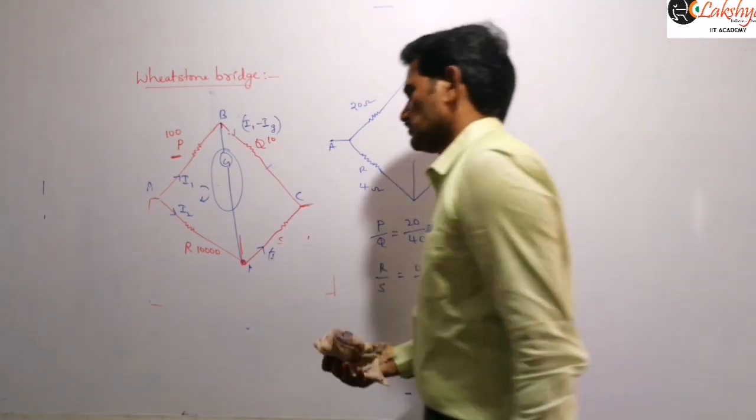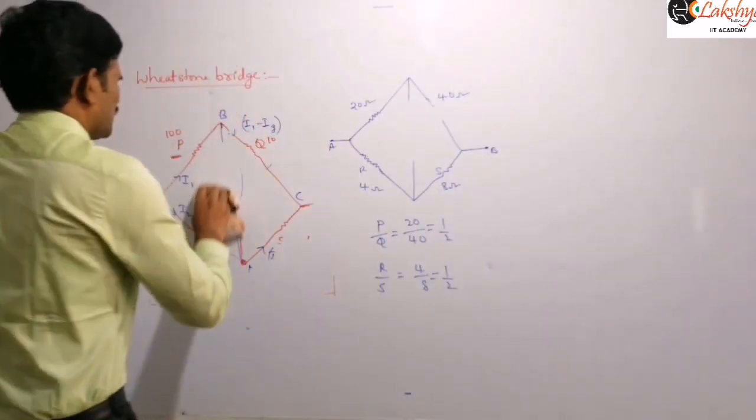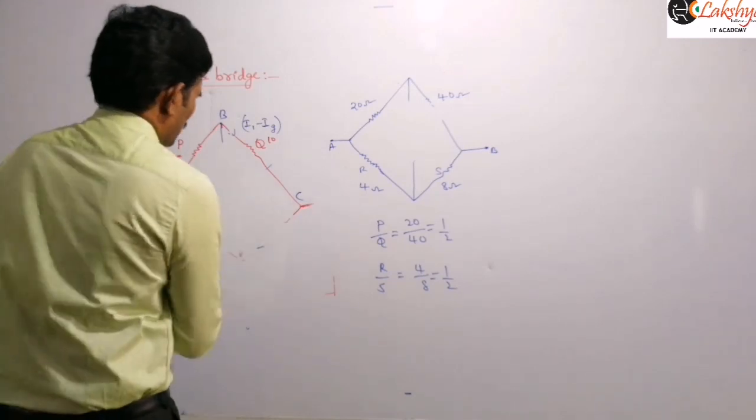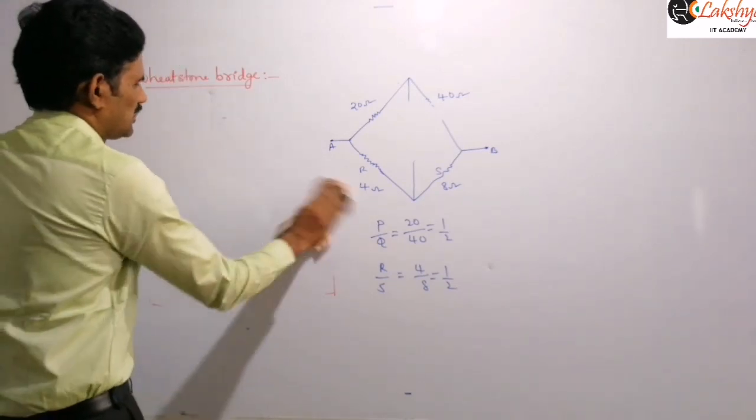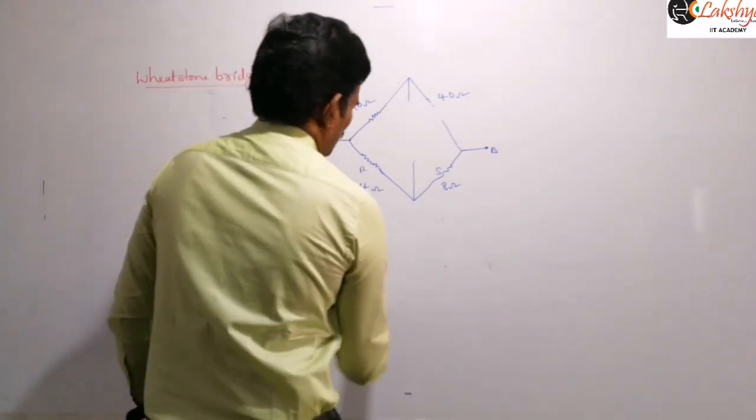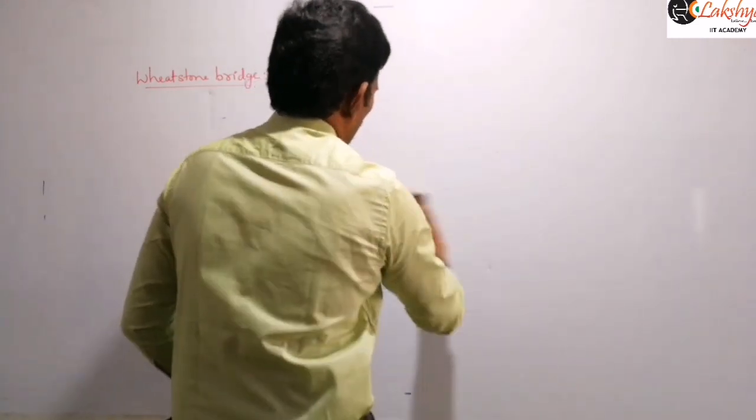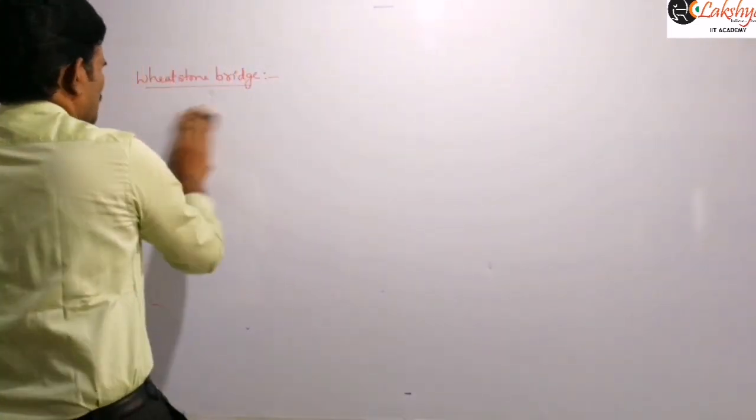meter, right? And sometimes here, when the bridge is not balanced, they will ask whether a current is flowing from either B to D or D to B. So let us see such a condition here.